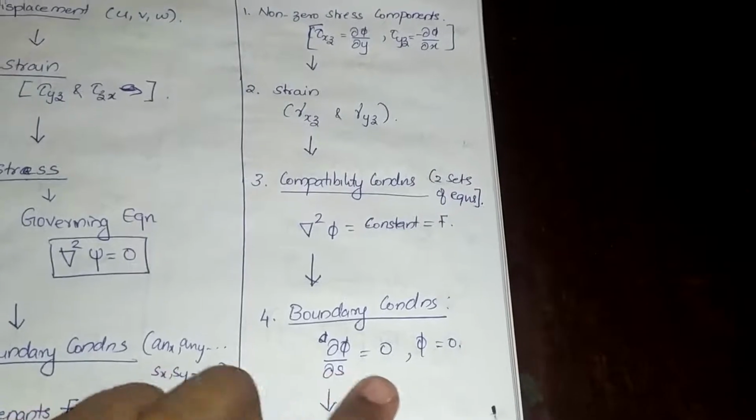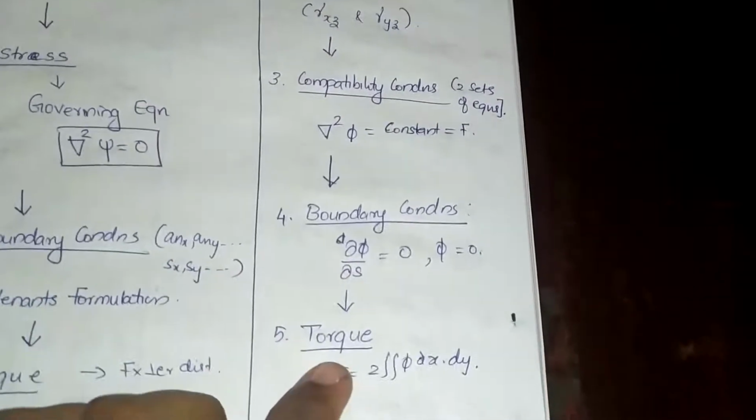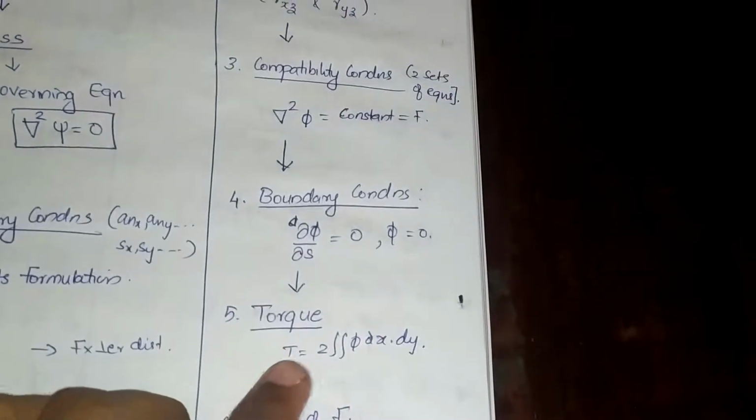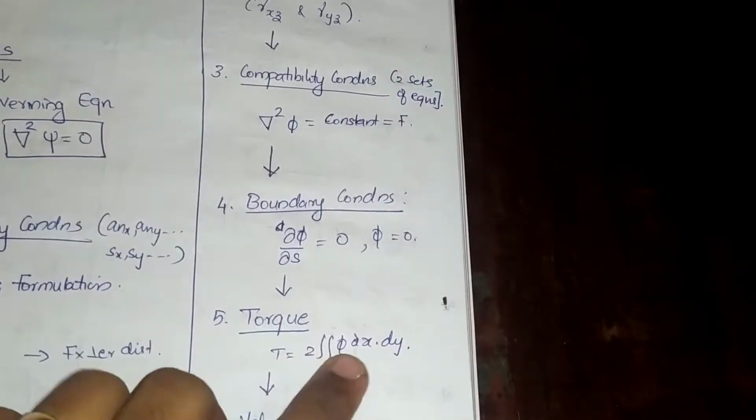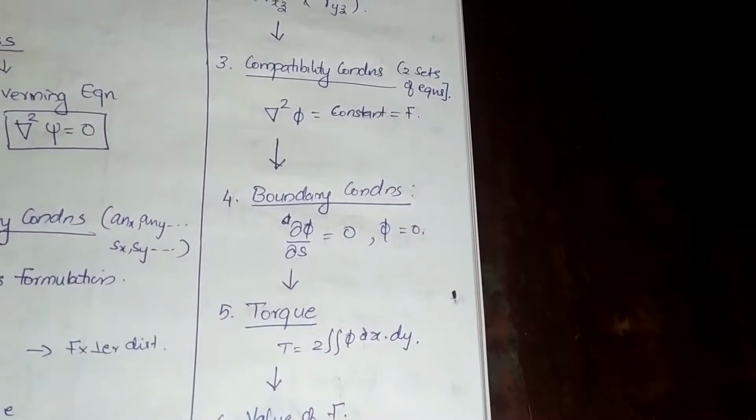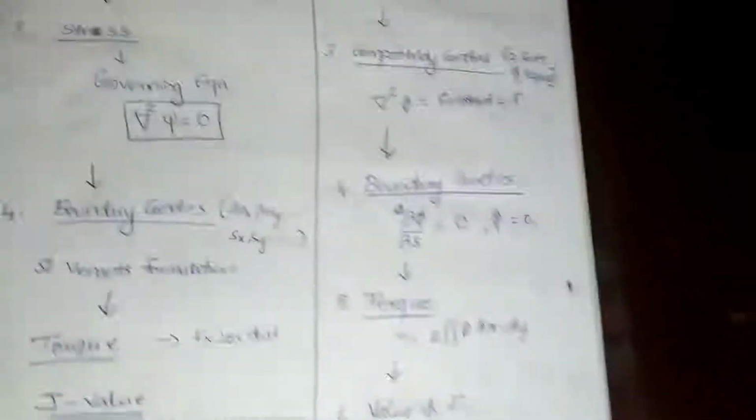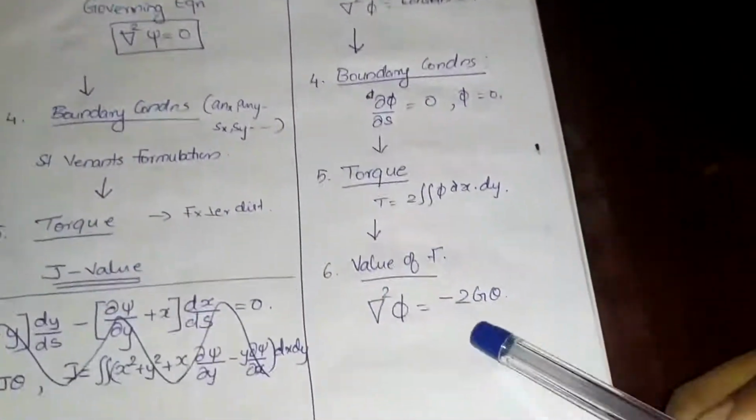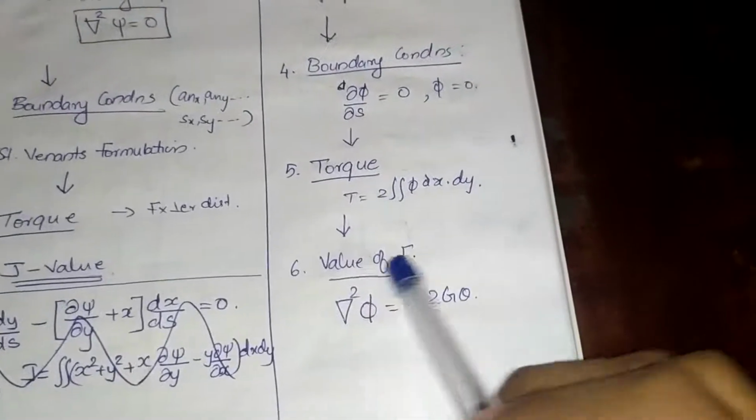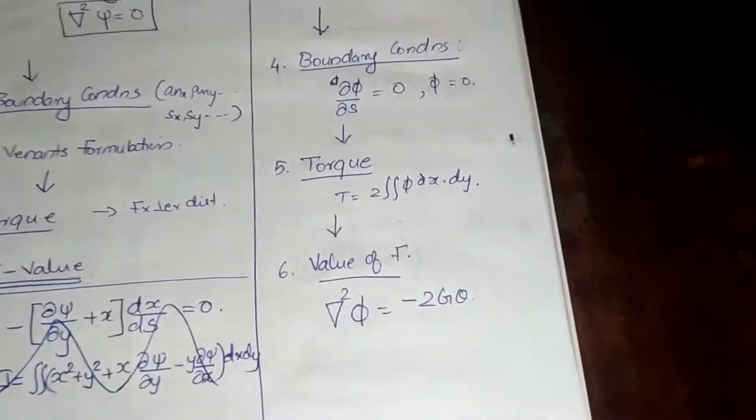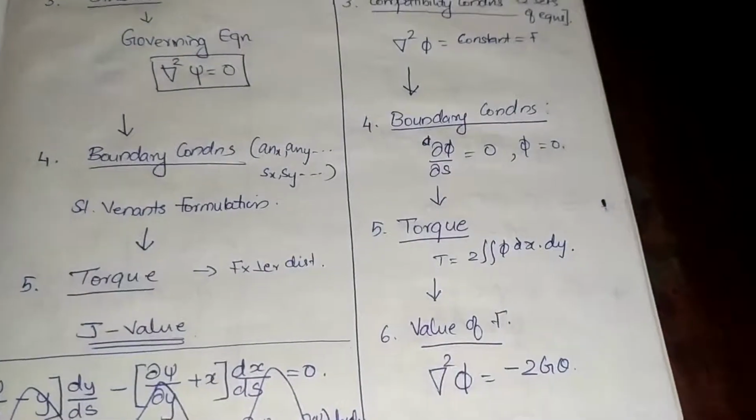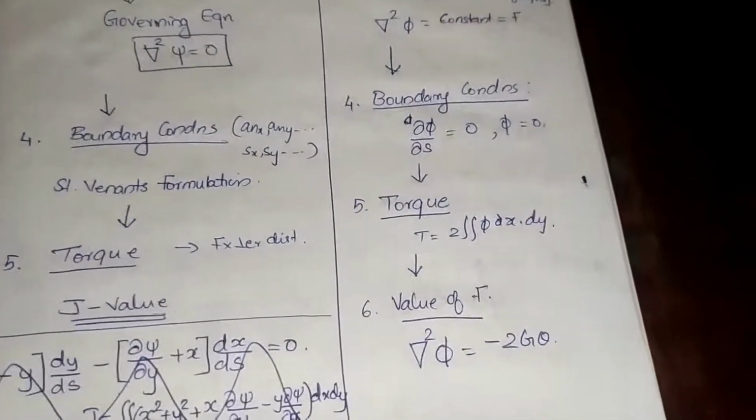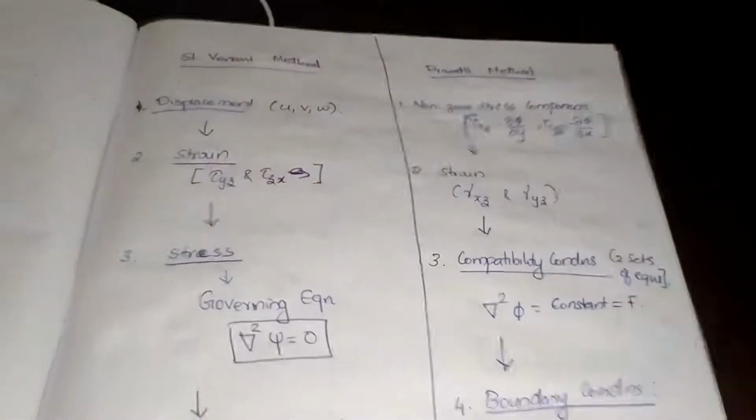dou s is 0, phi is taken as 0, and then we find the torque, which is 2 double integral phi dx dy, and this constant value is found as minus 2g theta. This is a very important observation in the Prandtl method.